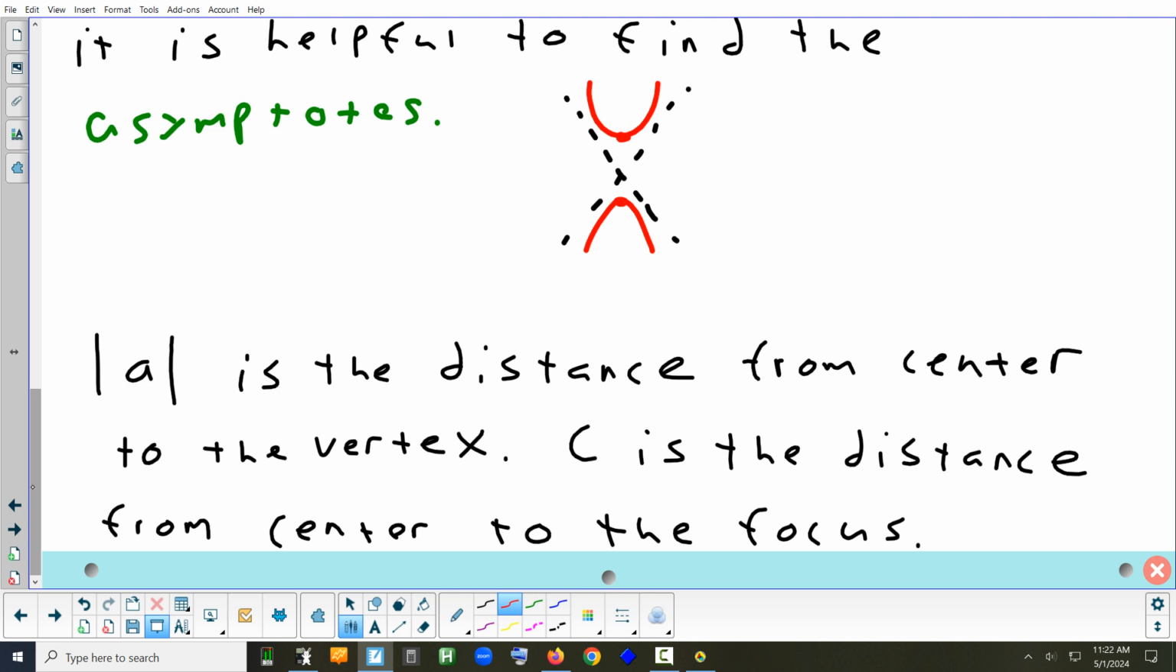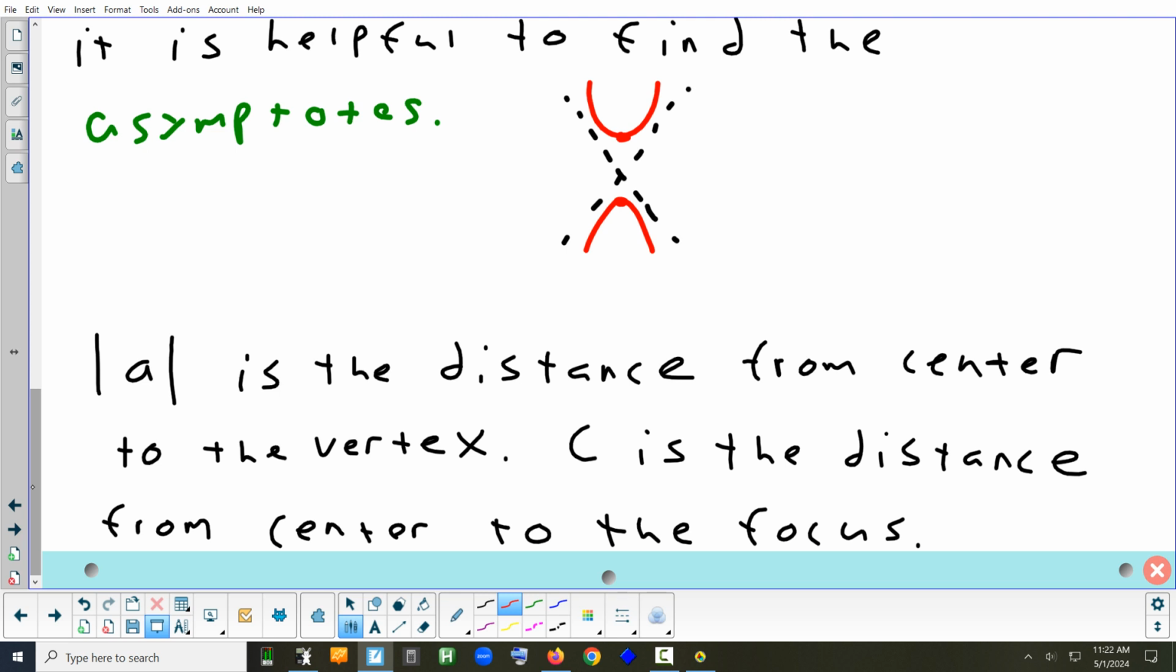All right, so this is pretty much the same as yesterday. A is the distance from the center to the vertex. C is the distance from the center to the focus. B, I don't think B has anything today that you can visualize. Like B was center to minor axis yesterday. There's no visual, I don't think, for B. It's just something we need when we write the formula.